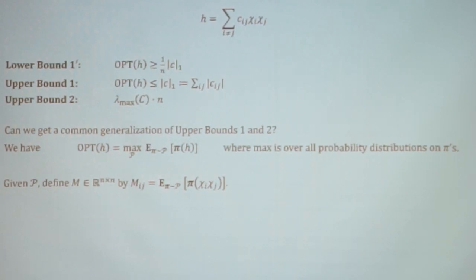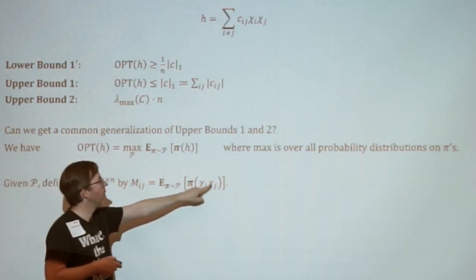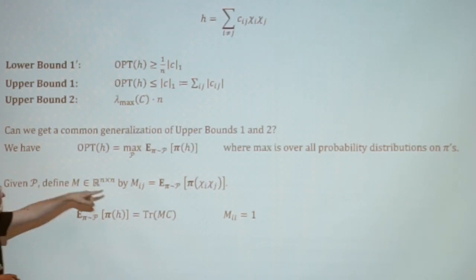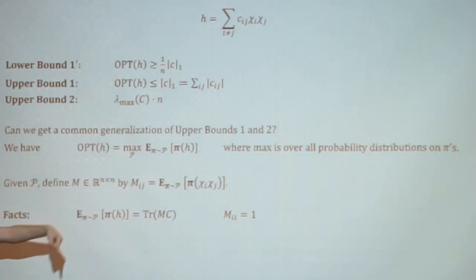Okay, so now if you imagine having a probability distribution P on assignments pi, you can make a matrix that encodes how correlated the assignments to each pair of variables chi i and chi j are. So let's make this matrix M, it's n by n, whose ij entry is the expected value, under the randomly chosen assignment pi from P, of the assignment to chi i times chi j. And we can make some observations about this quantity. Let's first observe this one: the diagonal entries M_ii are always 1, because chi i squared is 1 by definition.